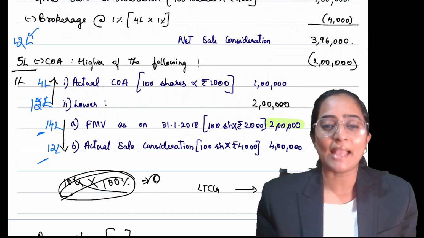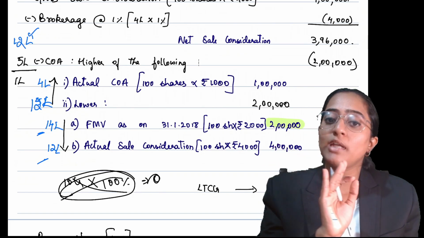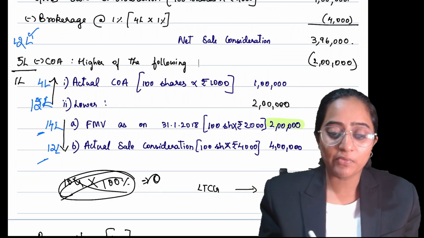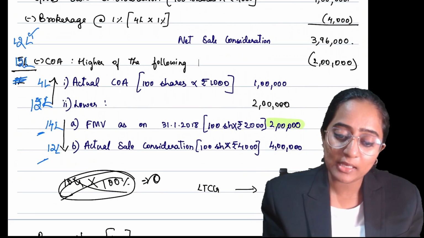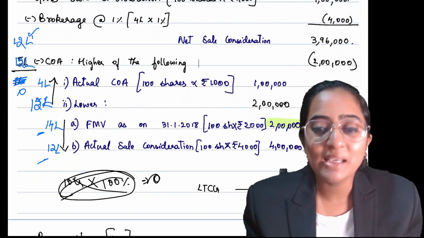12 lakh or 4 lakh, my actual cost, the money which I paid is 4 lakh. Up till 12 lakh, I wouldn't have paid any tax at all. I'm going to consider 12 lakh over there. Now, whichever is the higher of the following, 12 lakh, I will not pay any tax over here. My long-term capital gain in this situation would be 0.